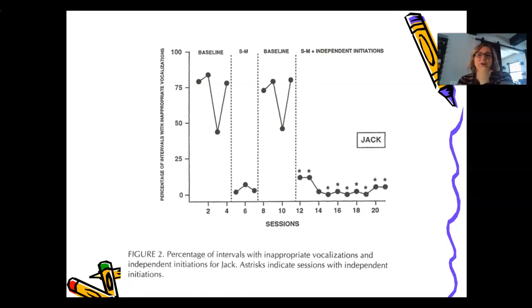This is a second graph that I can show you, and we'll talk through these. In this example, we're working with the student Jack, and we are looking at the percentage of intervals with inappropriate vocalizations having occurred. So these were data that were taken using partial interval recording, and we're evaluating the percentage of the intervals in which the student was inappropriate in vocalizing.